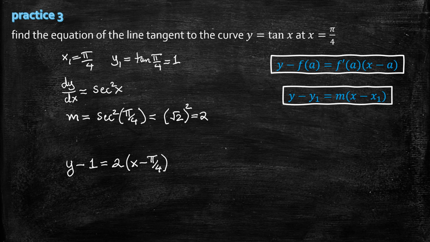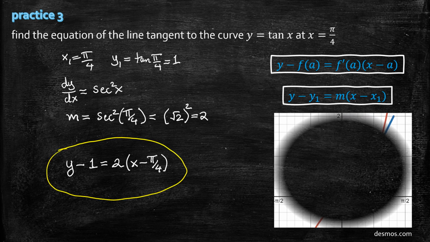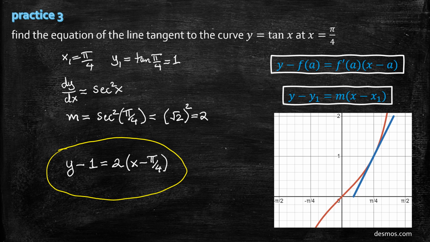So this is the equation of the tangent line, and right here I just have a visual of that. The red graph is tan x, and I typed in that equation of the tangent line and it delivered me that blue line, which is a perfectly fit tangent line at the point of tangency, which is pi over 4, comma 1.